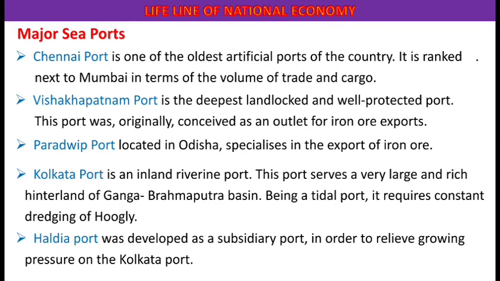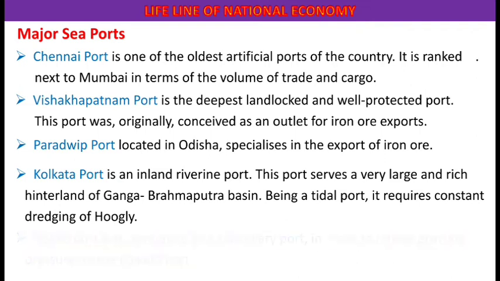Kolkata is a freshwater port, with no variation in salinity. This port serves a very large and rich hinterland of the Ganga-Brahmaputra basin. Being a tidal port, it requires constant dredging of the Hooghly.